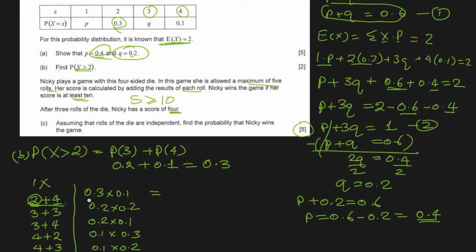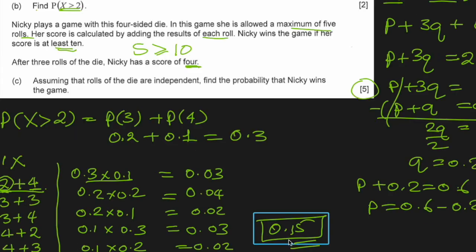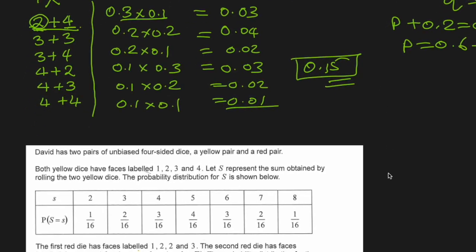That's it. Just add these. They're not adding, they're multiplying: 0.03, 0.04, 0.02, 0.03, 0.02 and 0.01. Just add these. There are no other possibilities. So it will be how much? 0.15 is the probability that she wins the game. Very low probability. We have one more part of this question, which is here.